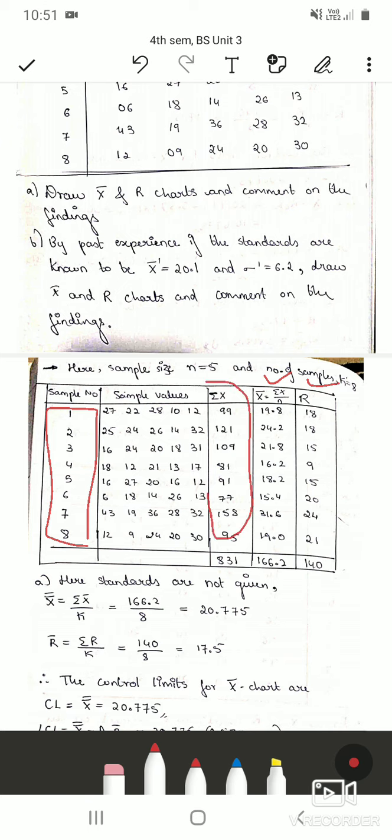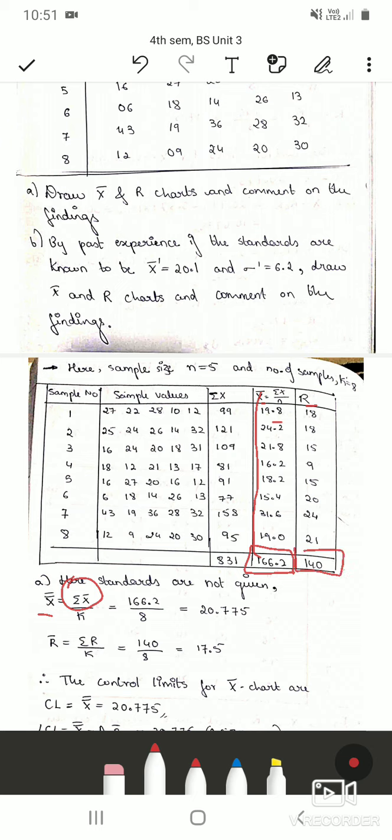If you want, you can ignore this whole column I have written for your understanding. You can directly write X bar: add all this in your calculator, you'll get 99, divide it by 5, write the answer directly. So no need to write what is summation X. So you got X bar, you got R. Now in the formula of X double bar you need summation of X bar. So what is summation of X bar? You have to add all the values of X bar. So this is your summation X bar and this is your summation R.